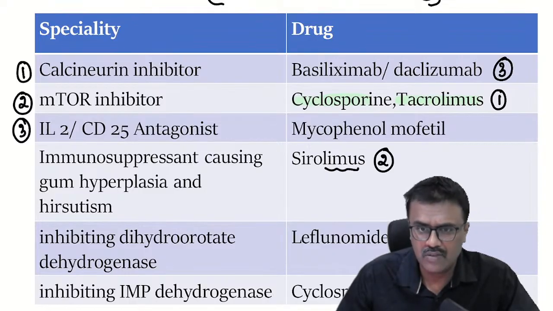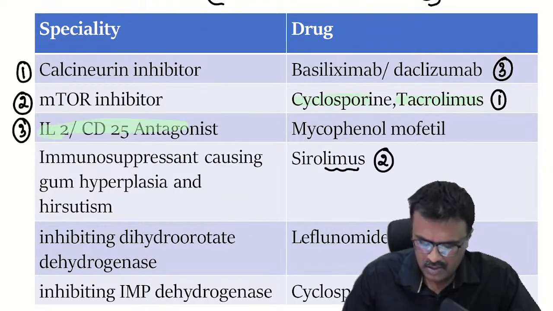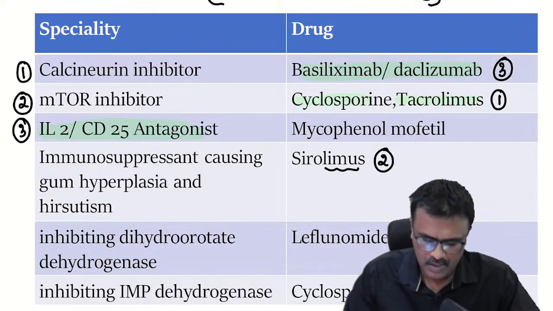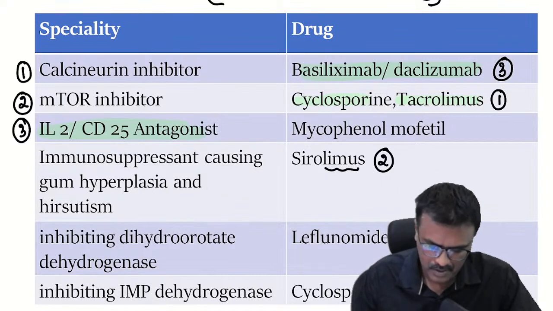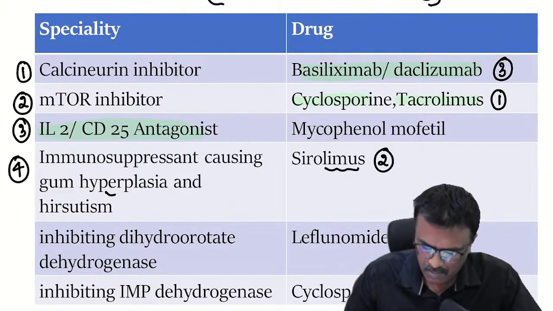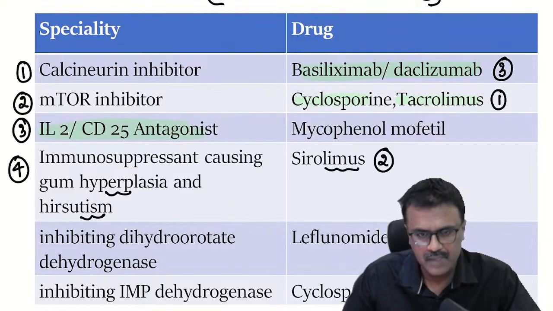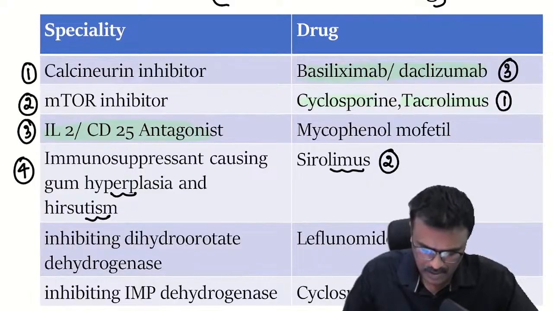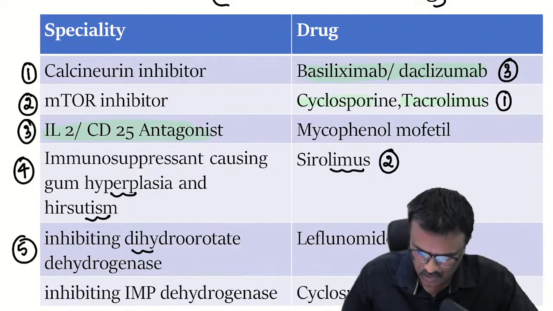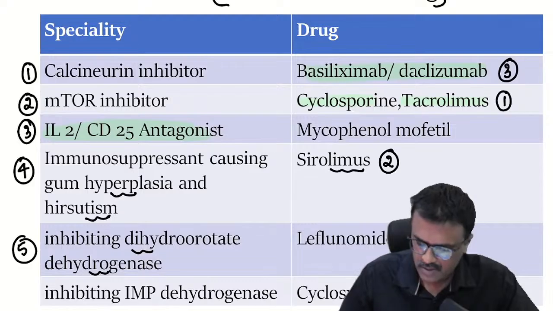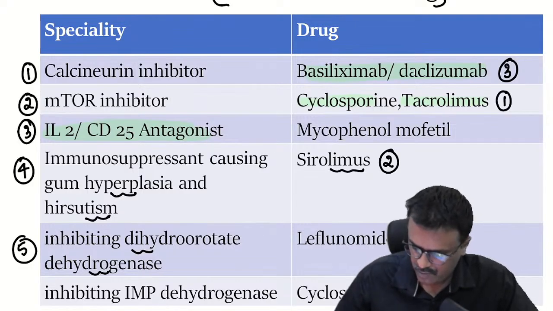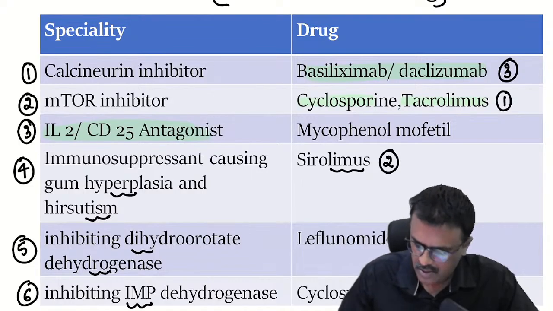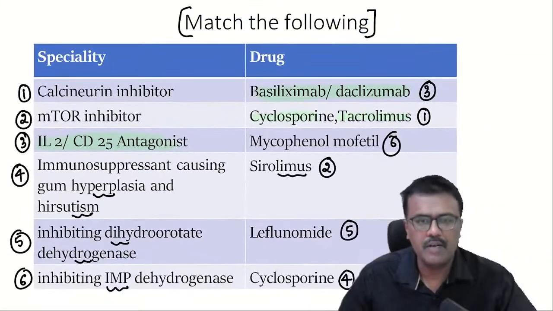Sir, will they ask you this question in NEET PG? Yes, this third option that I am reading was asked in 2018. Number 4, which immunosuppressant causes gum hyperplasia and hirsutism? I told you, the name is cyclosporin. Then number 5, which inhibits dihydroorotate dehydrogenase? It is nothing but leflunomide. Number 6, inhibiting IMP dehydrogenase. The name is mycophenolate mofetil.